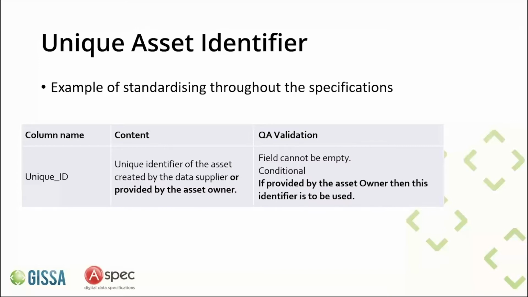What we're now seeing is councils are looking at the assets that are going to be handed over to them, creating their asset IDs, and then providing them to the consultant as part of the design review process. So if that's the case, then we have that covered. What we're going to do is standardize the content and description and the QA validation across all of our specifications. There is some inconsistency at the moment.